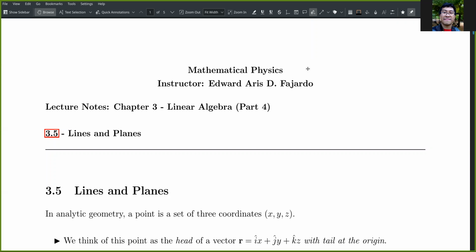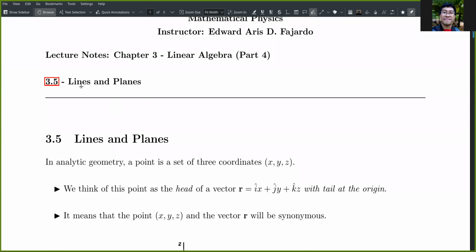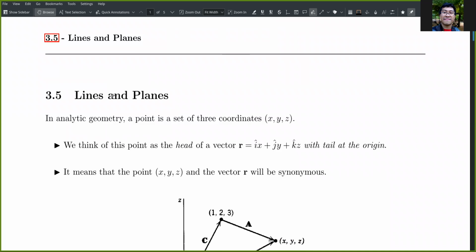Today let us talk about lines and planes. So we will be using our knowledge in vectors to determine equations of lines and planes.